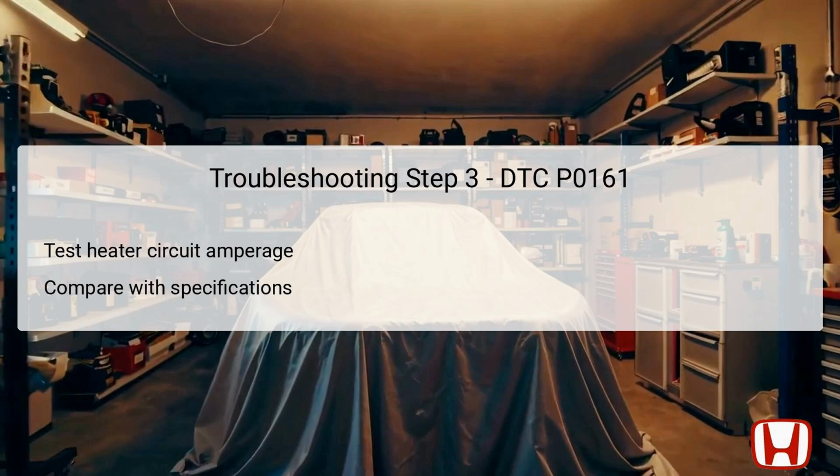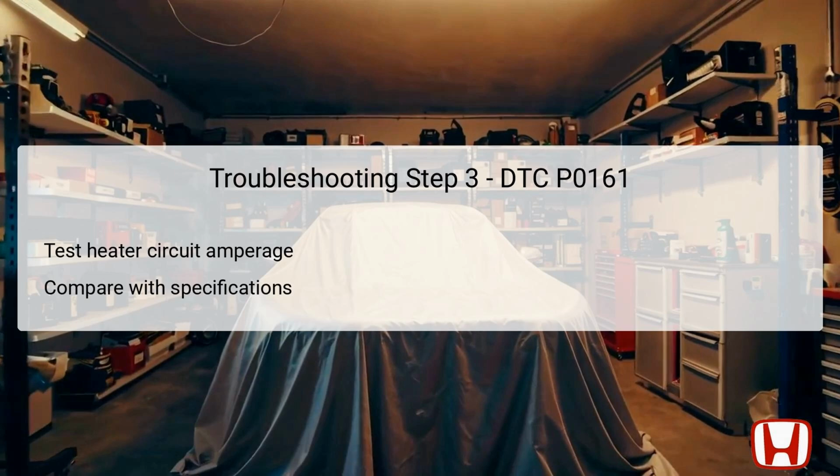The next step in troubleshooting DTC P0161 involves testing the amperage drawn by the heater circuit of the front secondary heated oxygen sensor. This test must be conducted while the engine is running and the heater circuit is activated. The actual amperage reading should be compared with the specified range provided in the service manual. If the current is measured at 0.38 amps or less, or 3.33 amps or more, it confirms a malfunction exists.